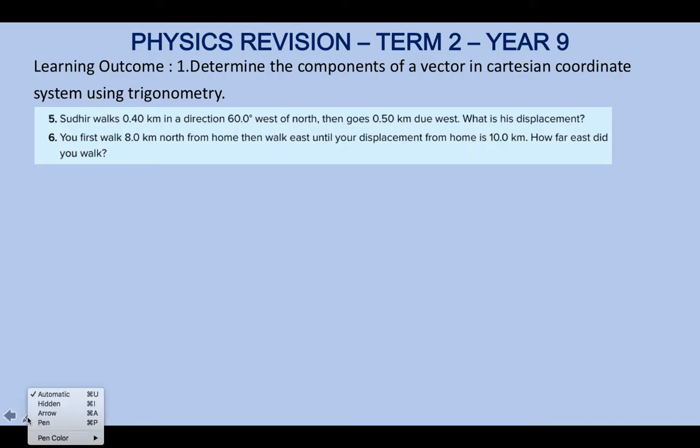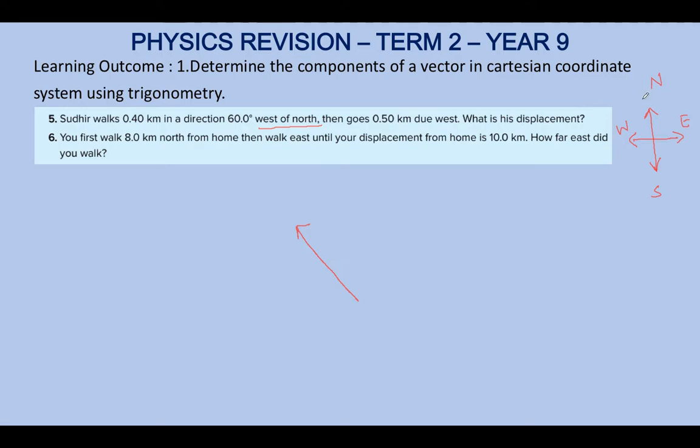Let's look into question number 5 here. Sudhir walks 0.4 kilometers in a direction 60 degrees west of north. So west of north, you should know the directions. We have it like this: north, south, this is east, this is west, right? So west of north means it's going from north towards west. Okay, so he's going in this direction.